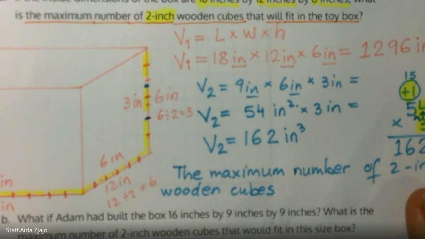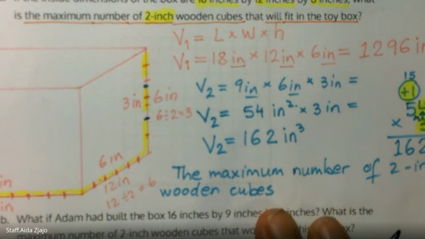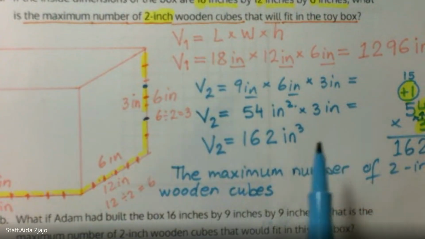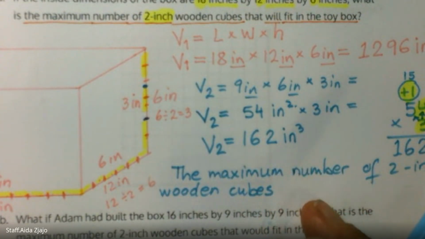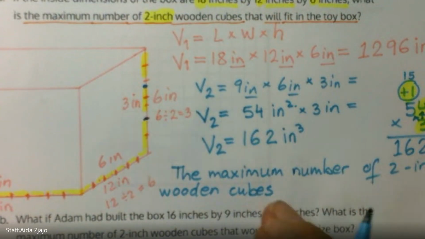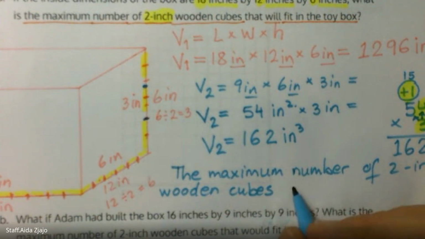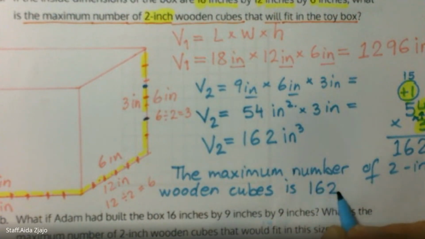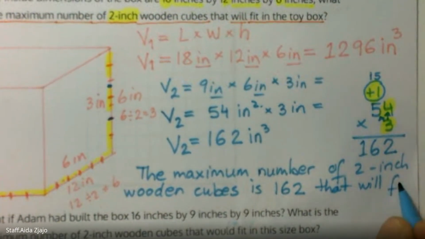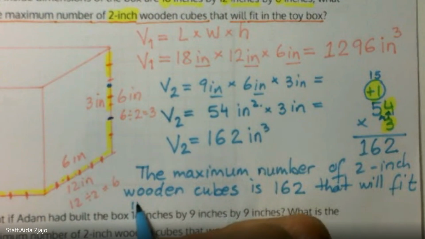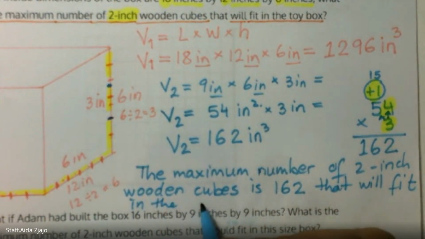The maximum number of 2-inch wooden cubes that will fit in the toy box is 162.